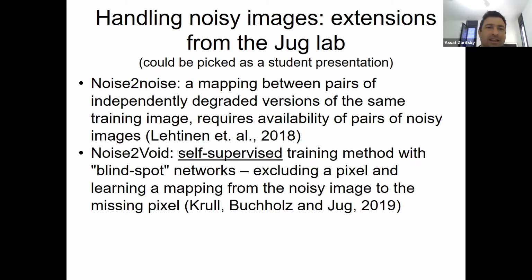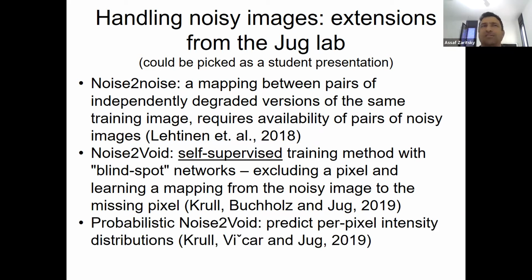And Noise2Void is a cool idea. You take out a pixel from your data and you try to predict the pixel based on the surrounding. Once you do that, you learn relations that are independent of the noise, and you actually learn the structure within your data. And there are also other probabilistic Noise2Void variants. I just saw that this week another paper came out, which I didn't have time to read. So there are a bunch of papers related to technical advances in relation to what I showed you today.